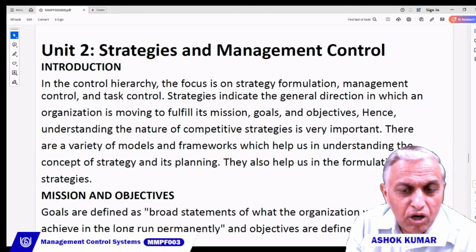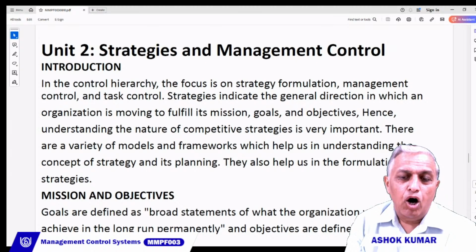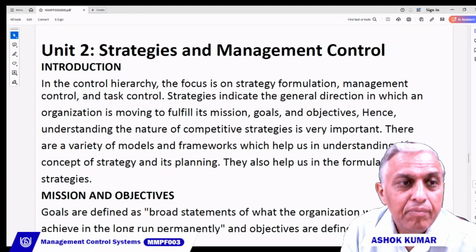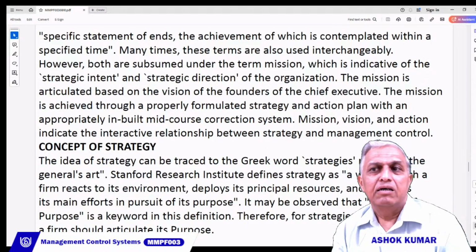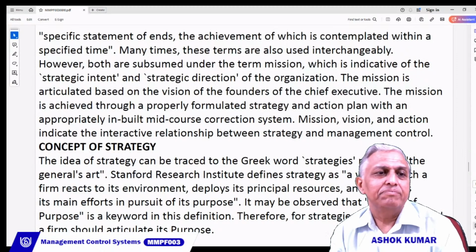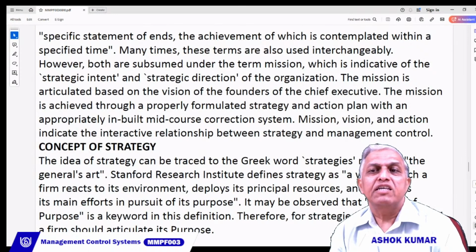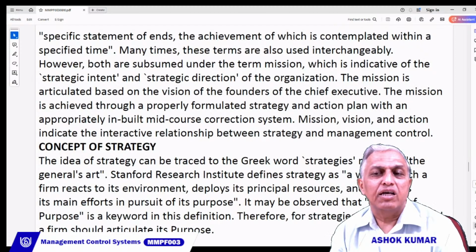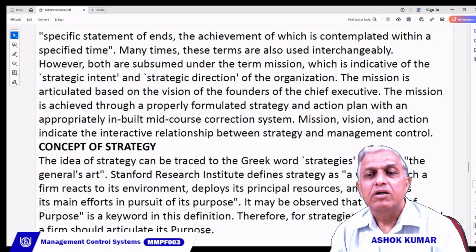See, goals are defined as broad statements of what the organization wants to achieve in the long run permanently, and objectives are defined as specific statements of ends, the achievement of which is contemplated within a specified time. Many times these terms are also used interchangeably. However, both are subsumed under the term mission, which is indicative of the strategic intent and strategic direction of the organization. The mission is articulated based on the vision of the founders or the chief executive.